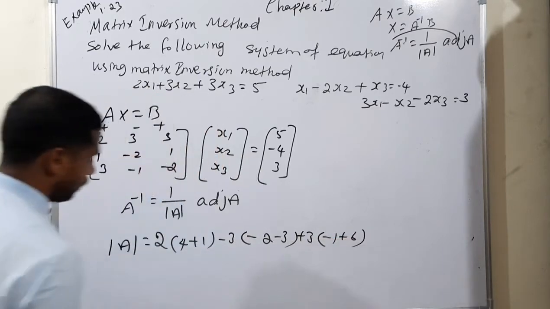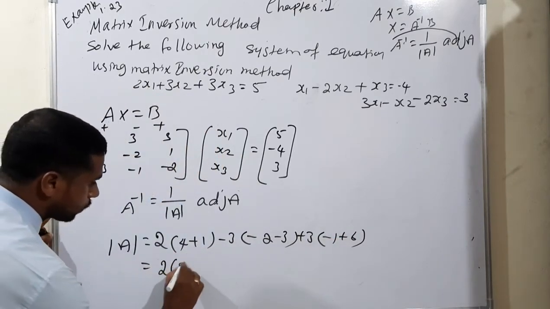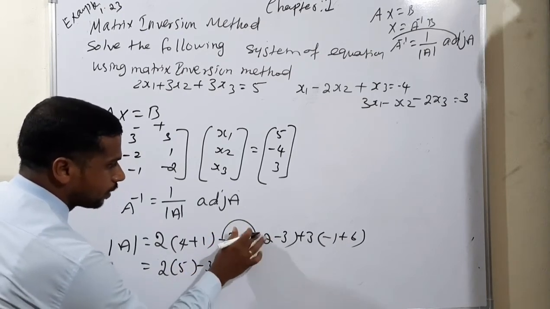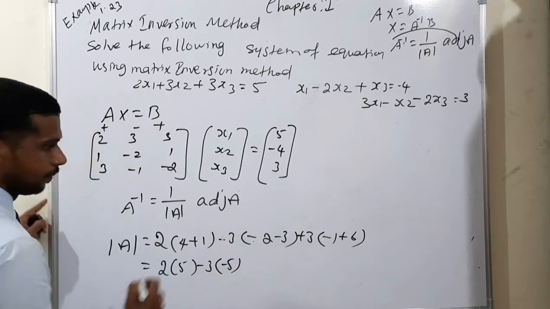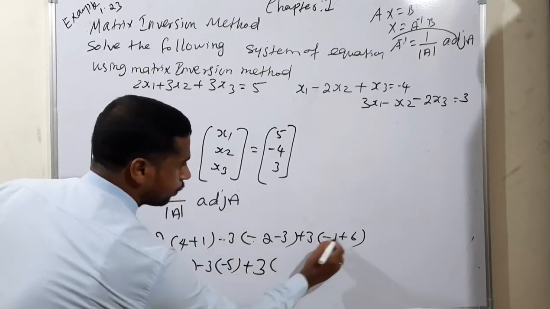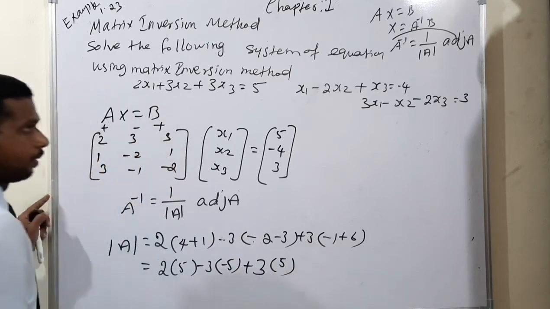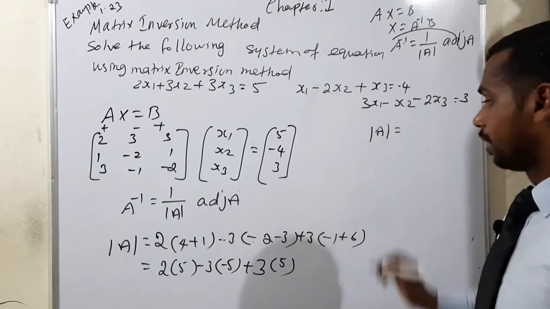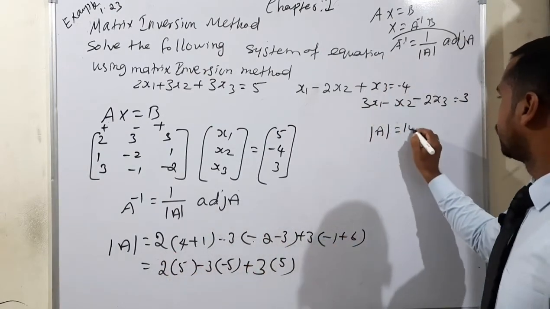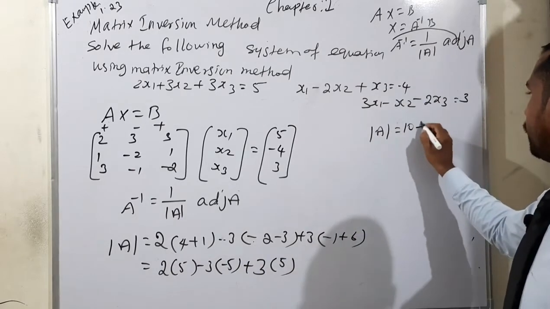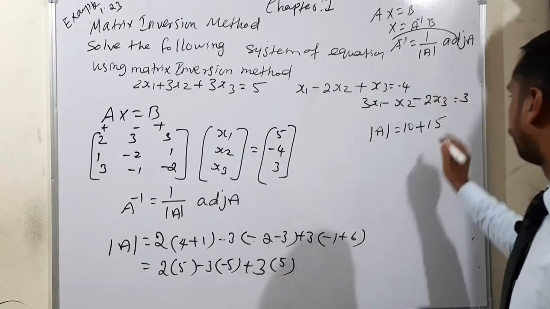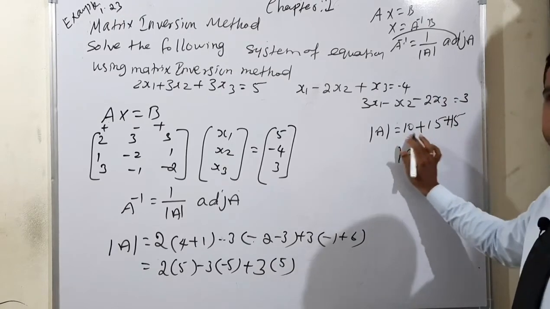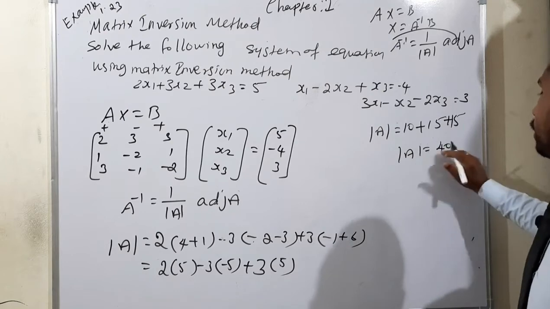Extra minus will be added whenever we cross multiply, so positive 6. Therefore, 2 into 4 plus 1, 5. Minus 3 into, minus 2 minus 3, minus 5. Next one, plus 3 into minus 1 plus 6, so positive 5. Therefore, determinant of A is equal to 2 into 5, 10. Minus 3 into minus 5, positive 15. Again 3 into 5, positive 15. So 15 plus 15, 30. 30 plus 10 is equal to 40, isn't it? So the determinant of A is done.